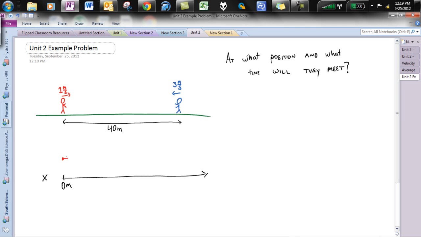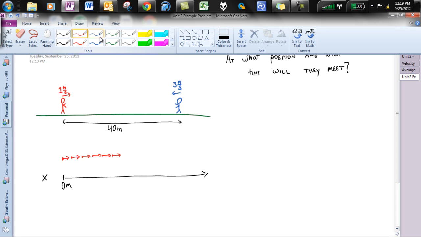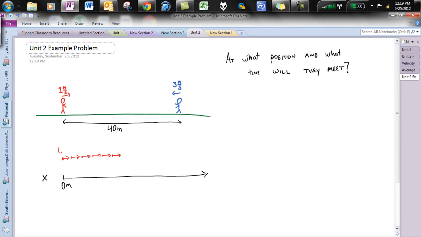He is going to be running to the right at a very small velocity. In order to show that, I'm going to draw these very small arrows to the right at a nice constant velocity like that. Then I'm going to do the blue guy. I'm sorry, I forgot one last thing. T equals 0, mark that, of course.